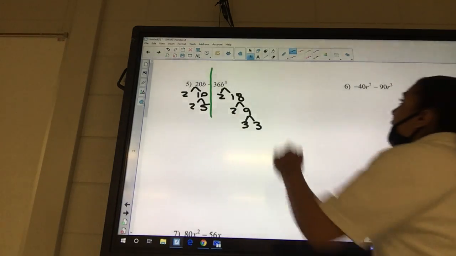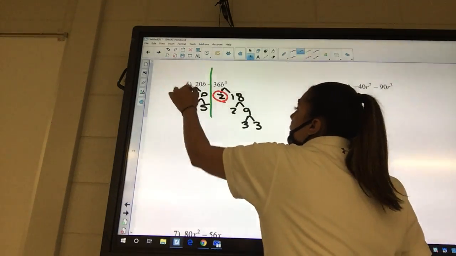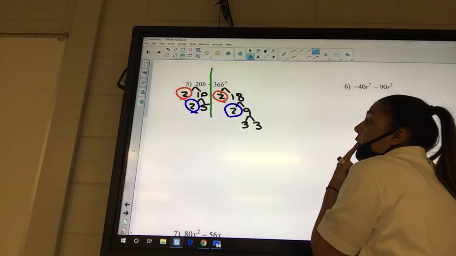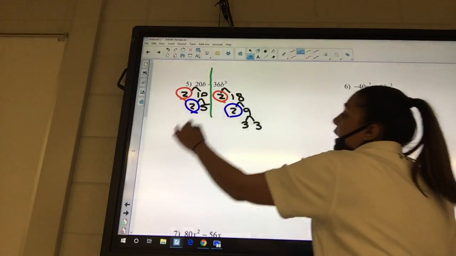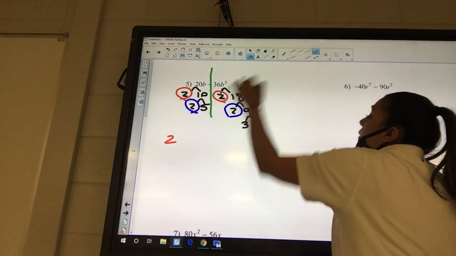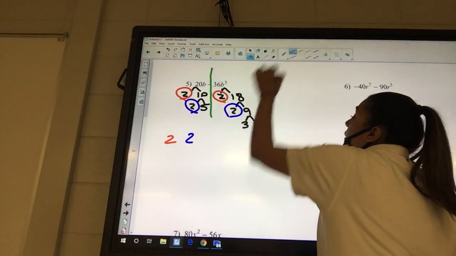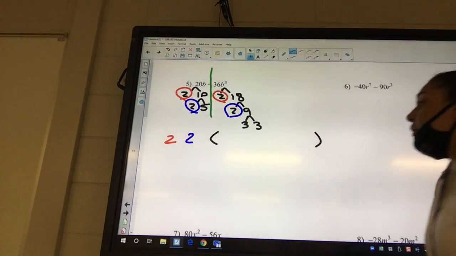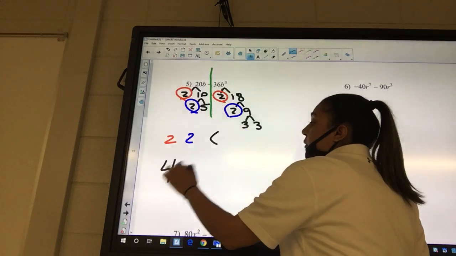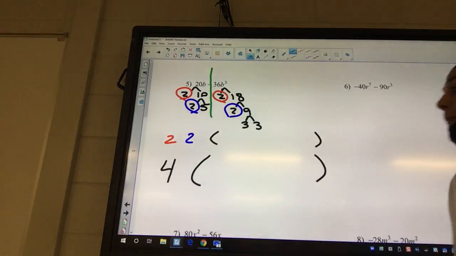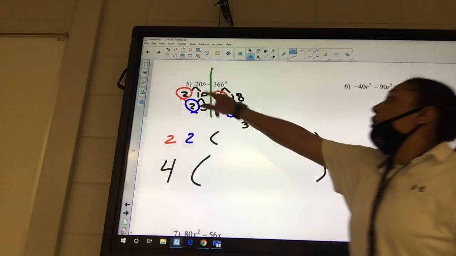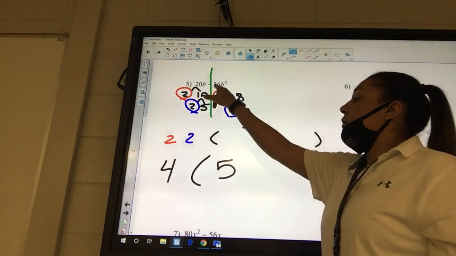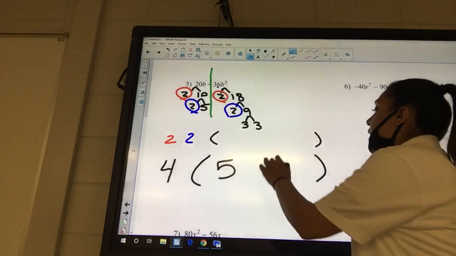Okay, and so we gotta find our matches. So I got a set of 2s, and I got another set of 2s, and that's it. So on the outside, I got 2 for the red ones, and another 2 for the blue ones. Okay, well, 2 times 2 is really gonna be 4. Okay, so 20 divided by 4 is 5. 36 divided by 4 is 9.